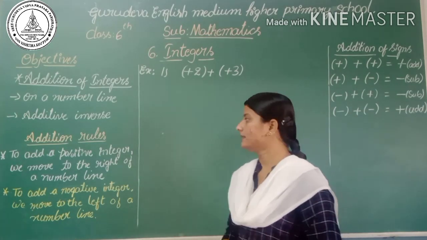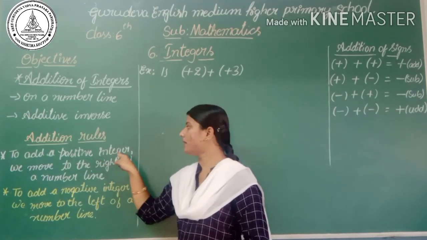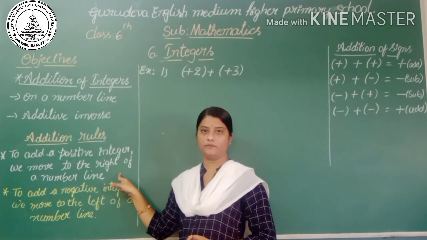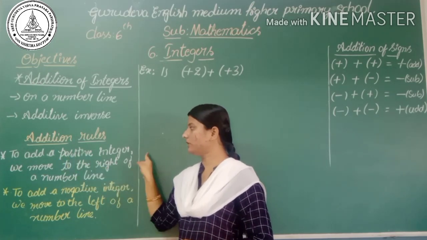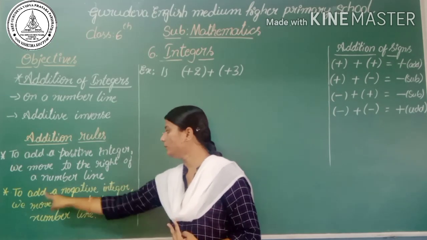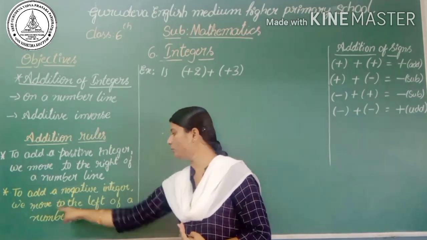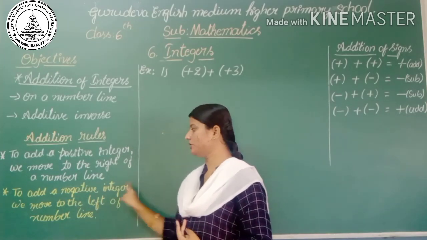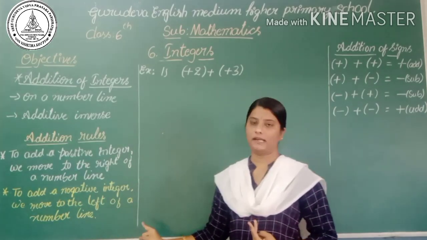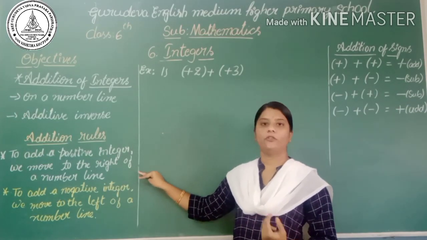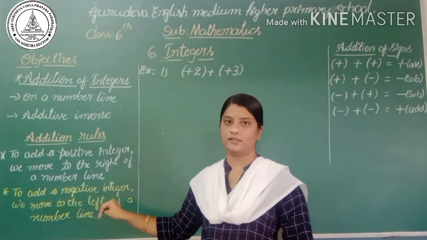The first rule is, to add a positive integer, we move to the right of a number line. And the second rule is, to add a negative integer, we move to the left of a number line. So these two rules we should follow while we are adding two integers.